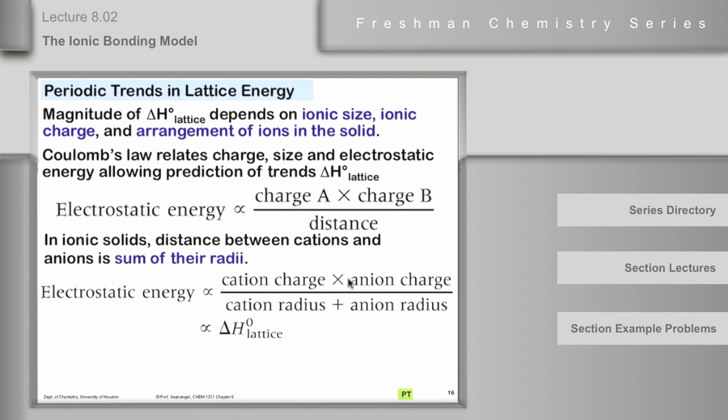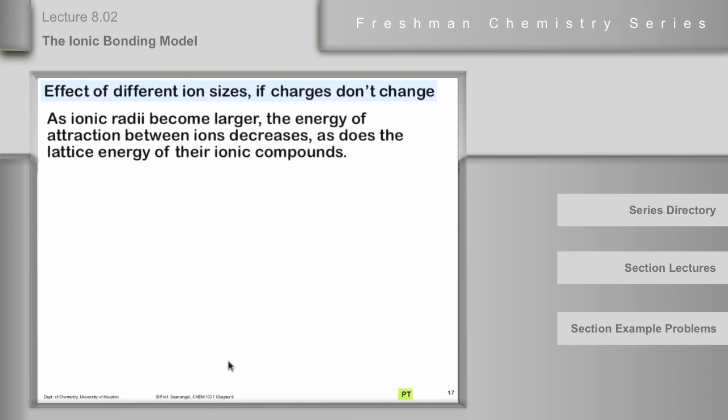A little algebraic consideration here. Changes or increases in the cation and anion charge will have a bigger effect than changes in the radius because the charges are multiplied together, the radii are added together. So we'll look for that as time goes along here. If we break these things down into individual effects, let's first look at the effect of different ion sizes if the charges don't change.